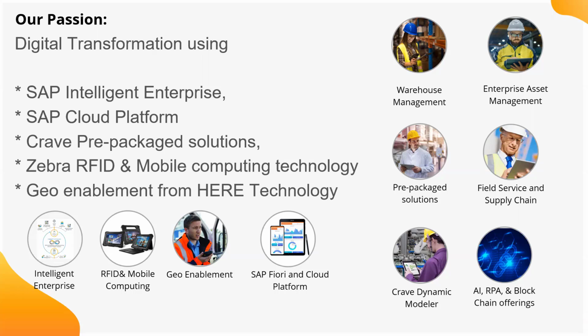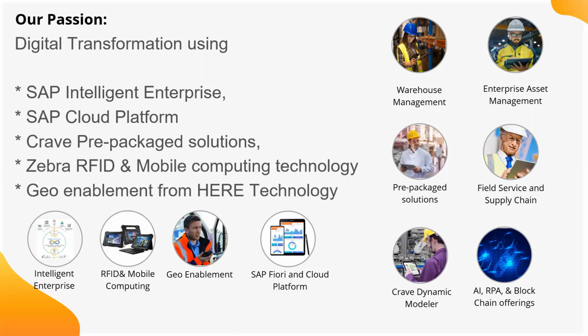So who we are, and Monica has given a little bit of idea about the company, but I wanted to talk about what we are passionate about. We are passionate about combining 5 things together. Of course, SAP Intelligent Enterprise, that's our focus. So that's SAP ERP, it can be ECC, S/4HANA, Business One. We have solutions around all of these platforms. SAP's cloud platform, Crave prepackaged solutions. So we have around 50 plus prepackaged solutions.